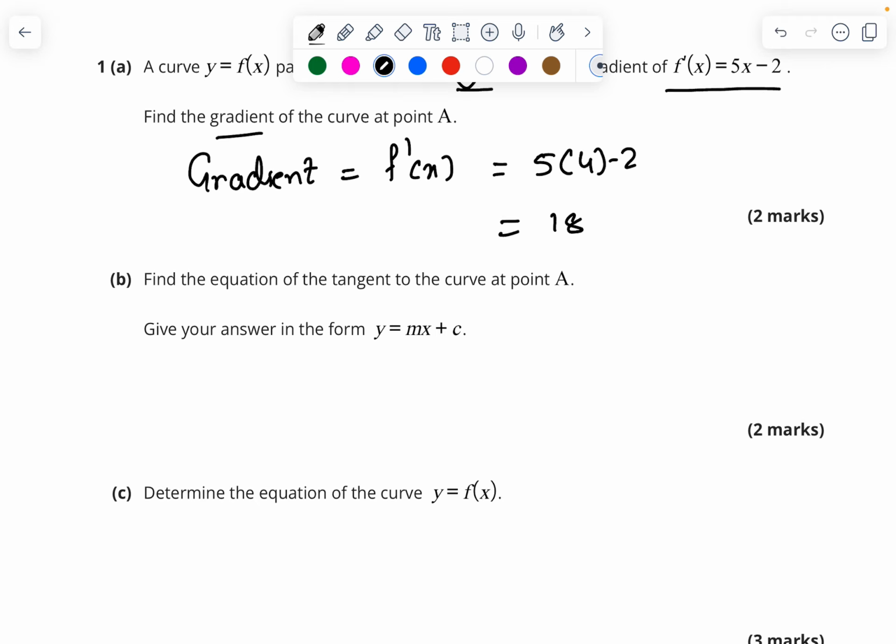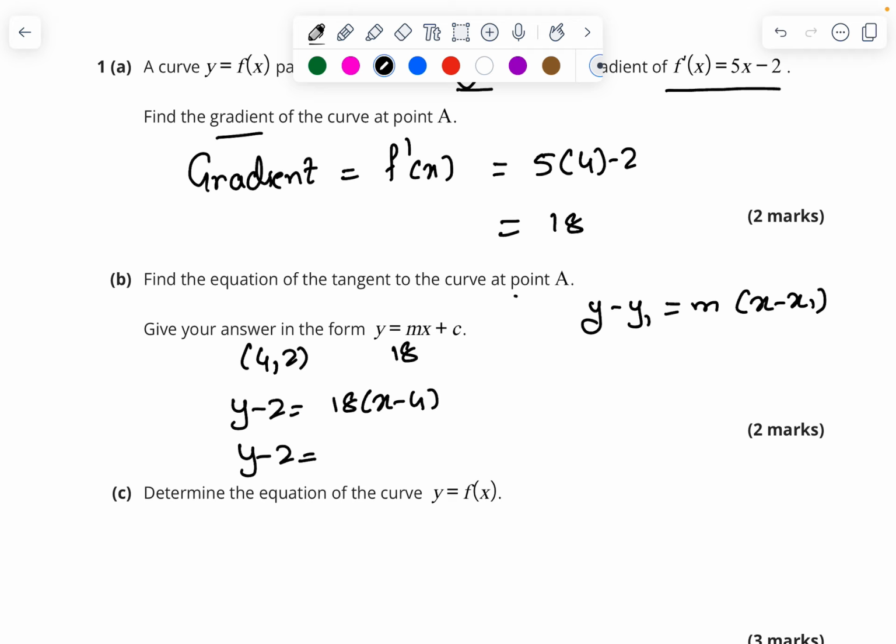Find the equation of a tangent to the curve. First of all, I have to find the equation of a tangent. For that, I have to get a point. The point has already been given, which is (4, 2), and the gradient is 18. So I use the formula y minus y1 equals m times x minus x1. So y minus 2 equals 18 times x minus 4. So y minus 2 equals 18x minus 72. So finally what do I get? y equals 18x minus 70. That's going to be the answer.